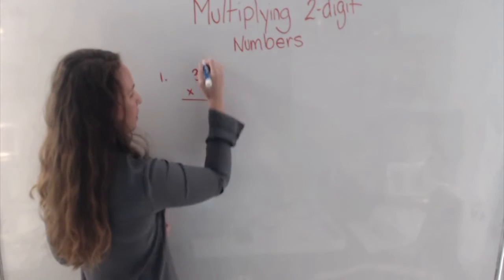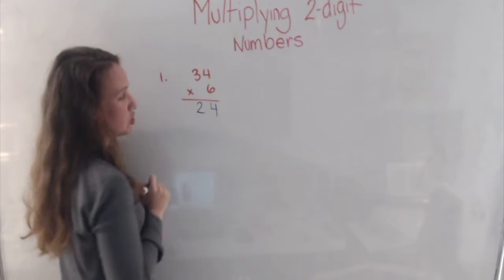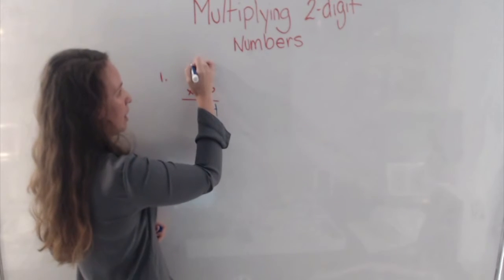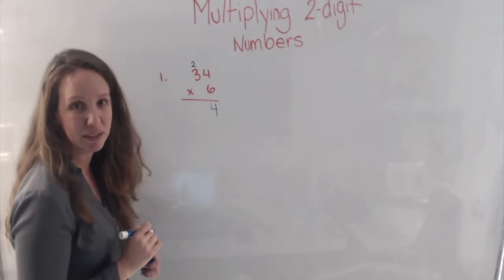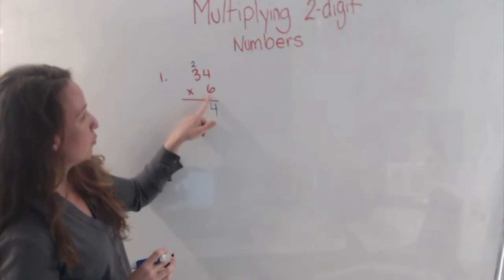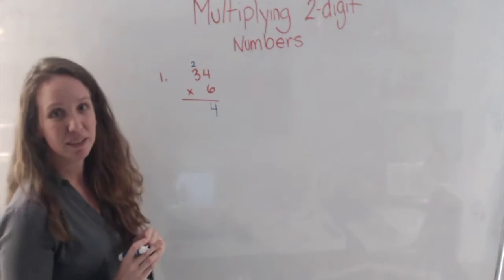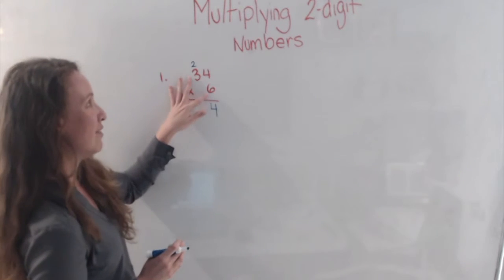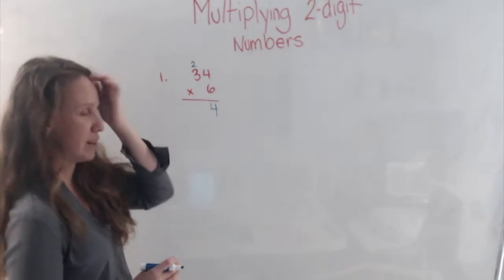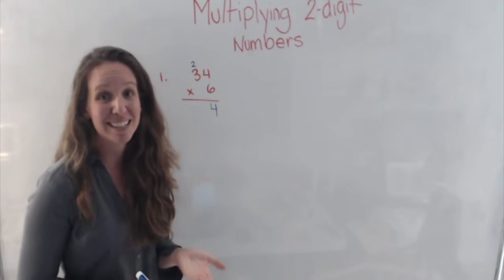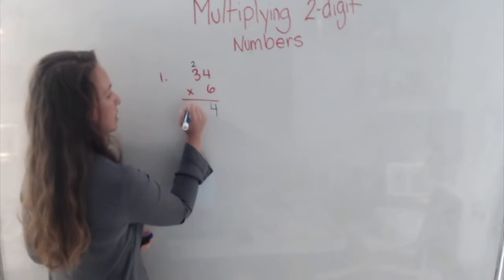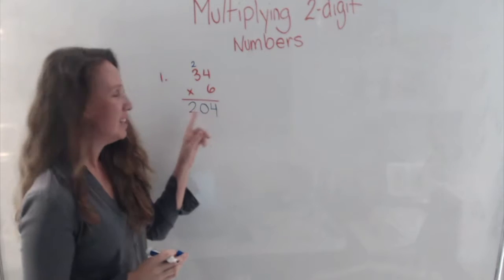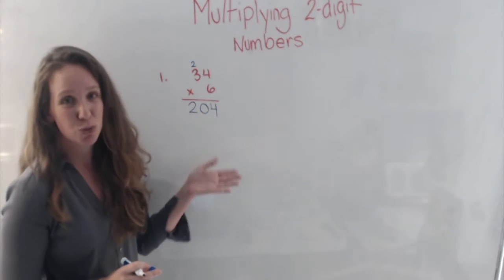24. So instead of putting the 2 here, what I'm going to do is bring the 2 up on top of that 3. So now I'm going to multiply 6 times 3. Well, 6 times 3 is 18. But I don't only have 18. I have 2 more than 18. Well, 18 plus 2 is 20. So 34 times 6 is 204.